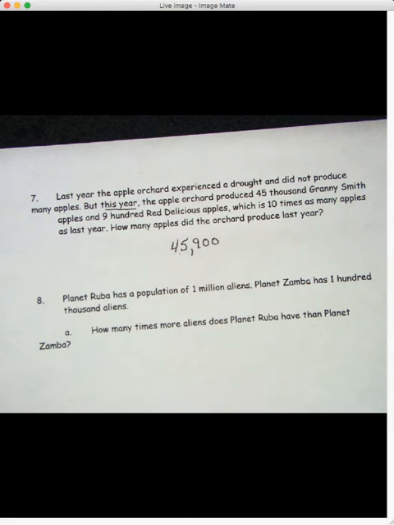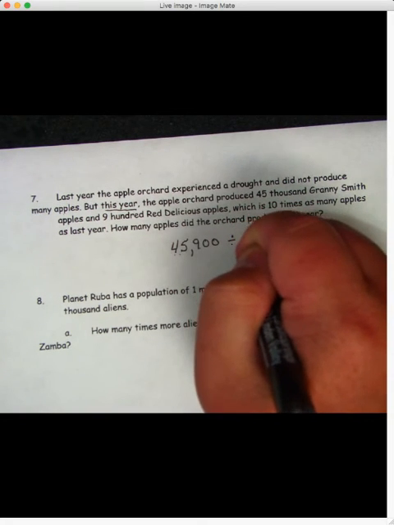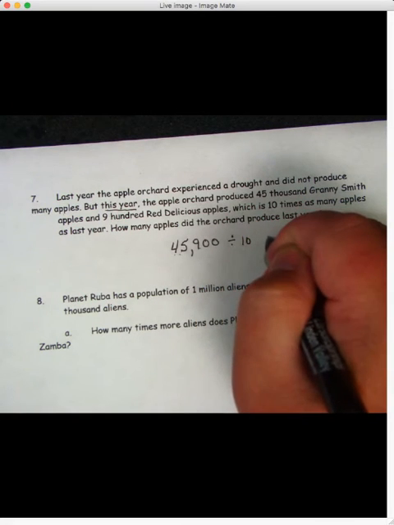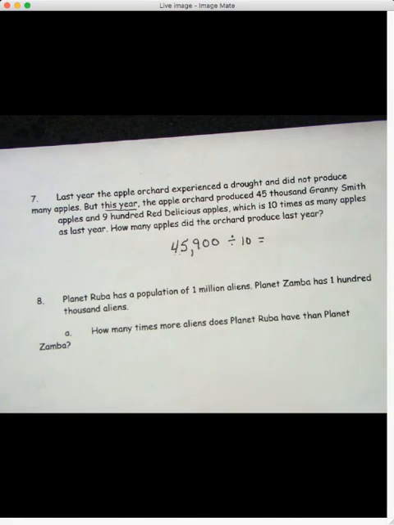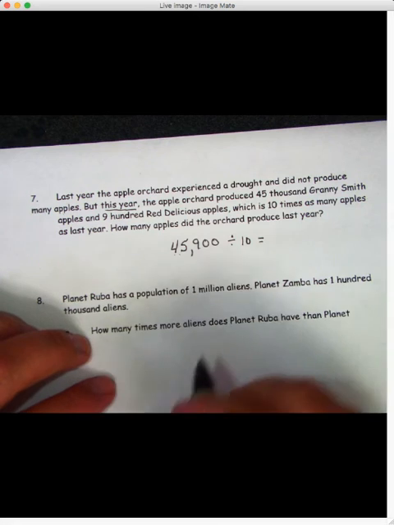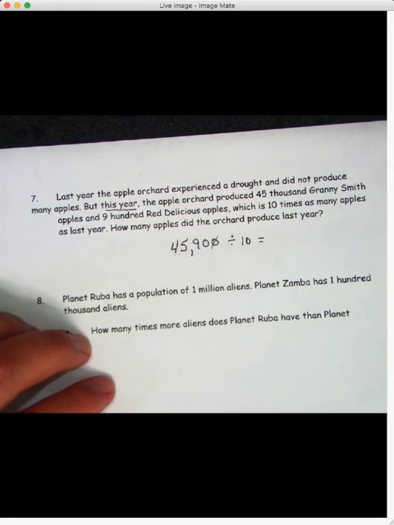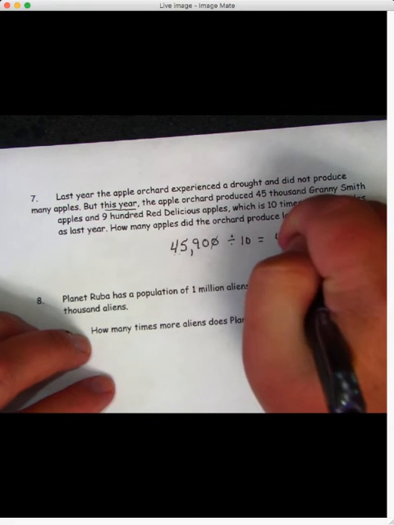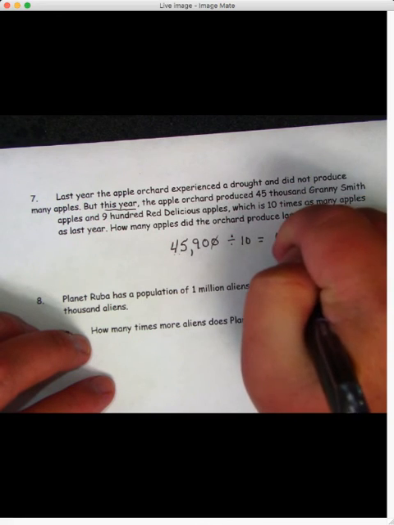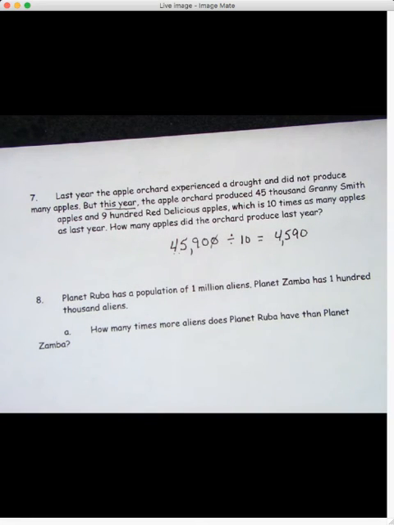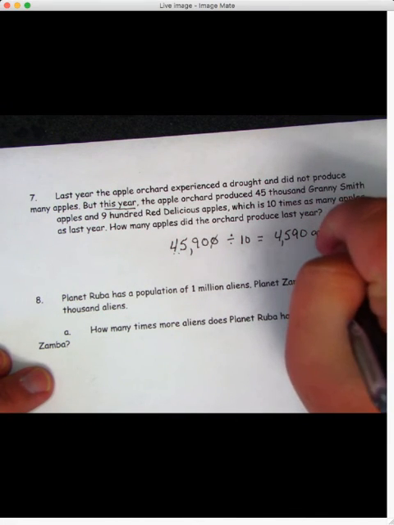So what do you think we need to do? We're not going to make it a bigger number because they did less than that, which means we're going to have to divide it by 10, aren't we? We're moving to the right on the place value chart because we're dividing by 10. When we divide by 10, remember we're not adding a 0, we're taking away a 0. So let's write those numbers, 4, 5, 9, 0, add your comma. So last year they produced 4,590 apples.